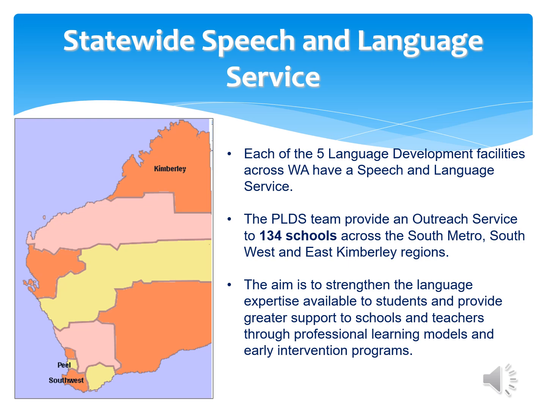As the video touched on, a valuable part of our service to the education community is our statewide speech and language service. Each of the 5 language development facilities across WA have a speech and language service or outreach team attached to them. The Peel Language Development School team provide an outreach service to over 130 schools across the South Metro, South West and East Kimberley regions. The aim is to strengthen the language expertise available to students and provide greater support to schools and teachers through professional learning models and early intervention programs.